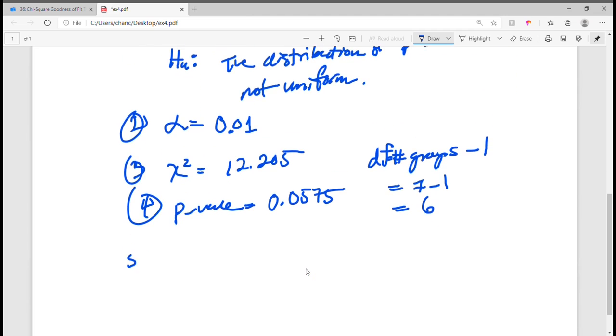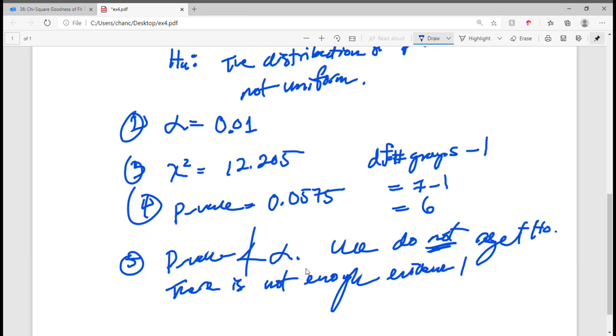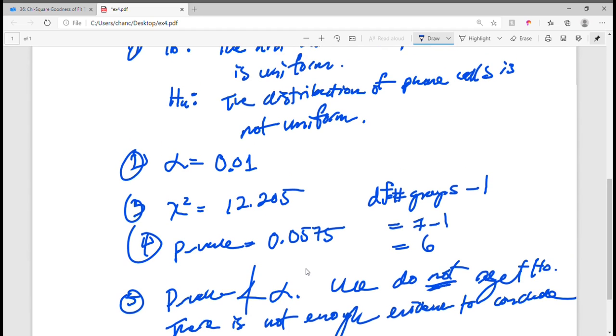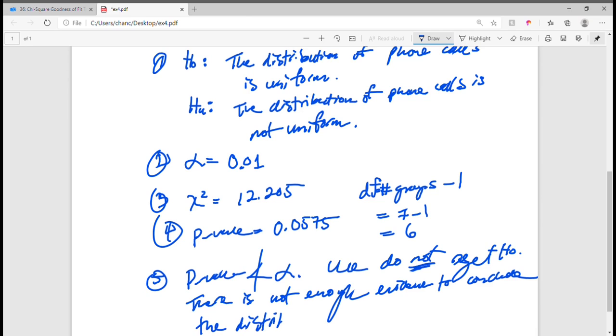Now let's write our conclusion. Is the p-value less than alpha? Is 0.05 less than 0.01? No, it's not. So we do not reject the null hypothesis. There is not enough evidence to conclude, and our conclusion is in terms of HA. We'll just copy HA. HA says the distribution of phone calls is not uniform.